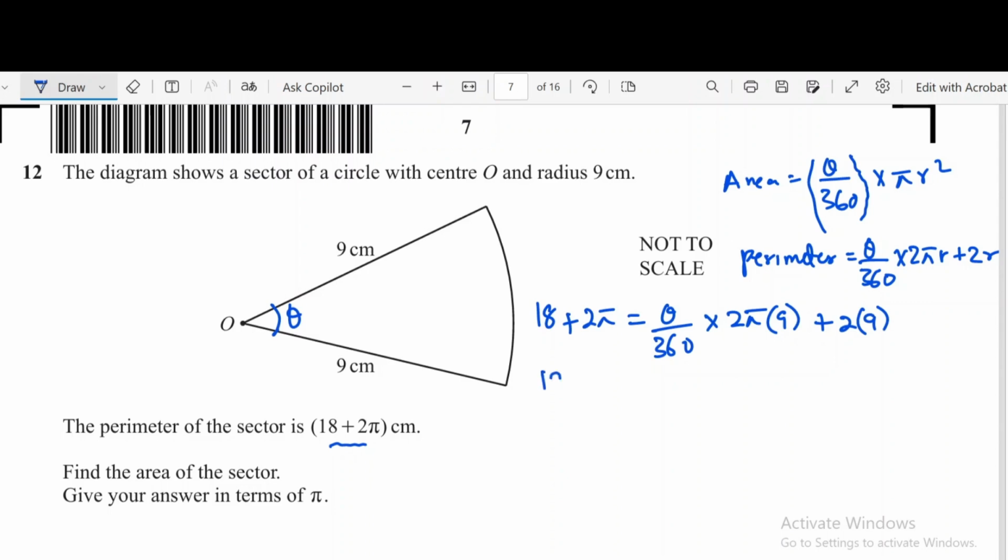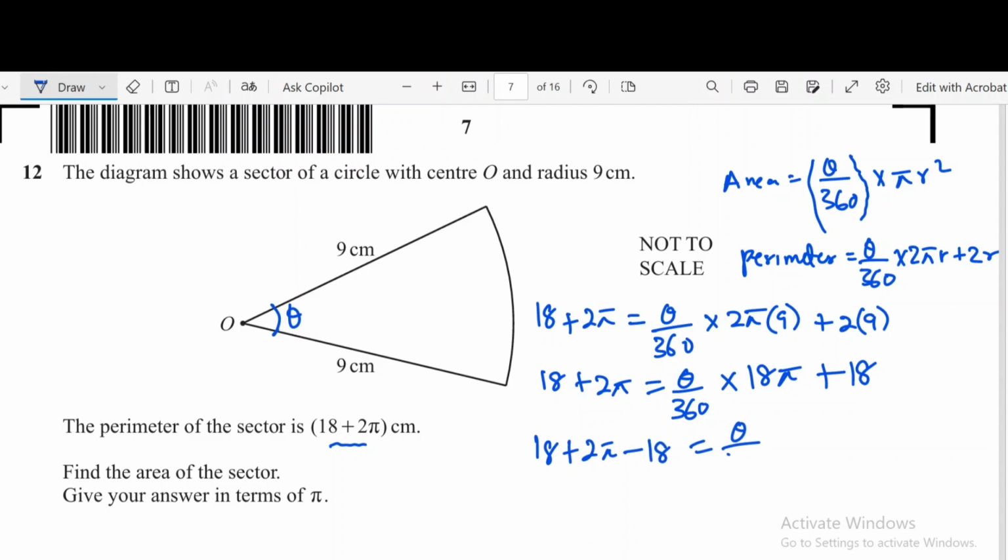So 18 plus 2 pi equals theta over 360 times, this is going to be 18 pi plus 18. Okay, so if we collect like terms, we are going to have 18 plus 2 pi minus 18 equals theta over 360 times 18 pi.